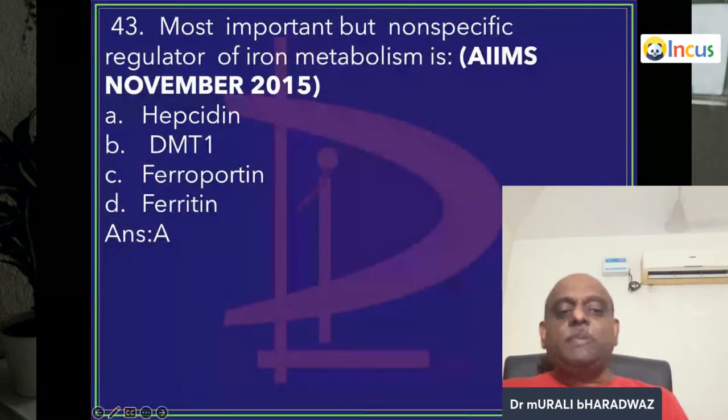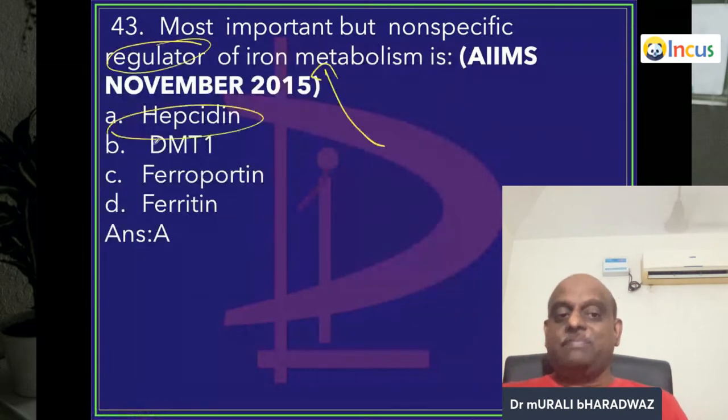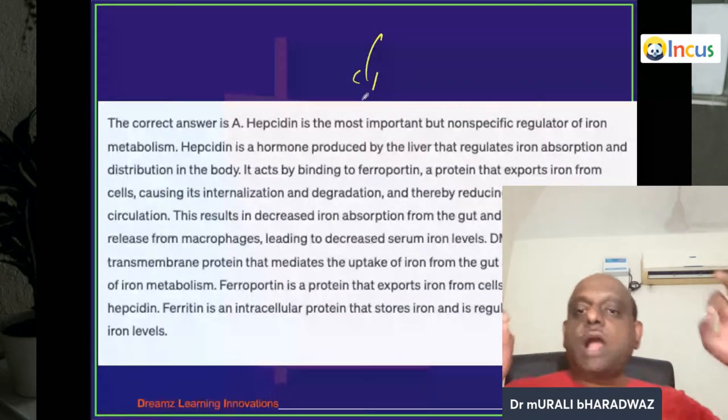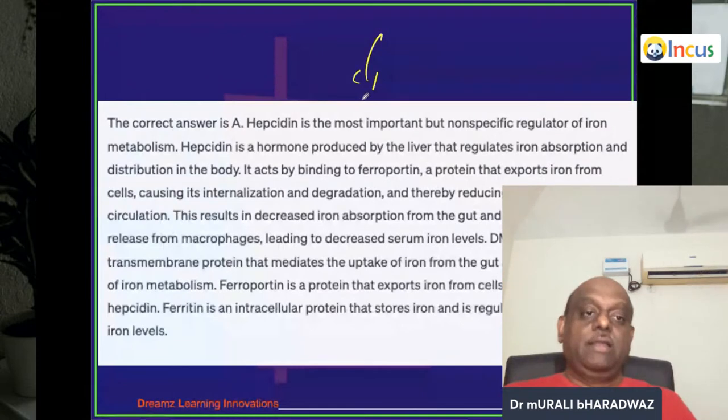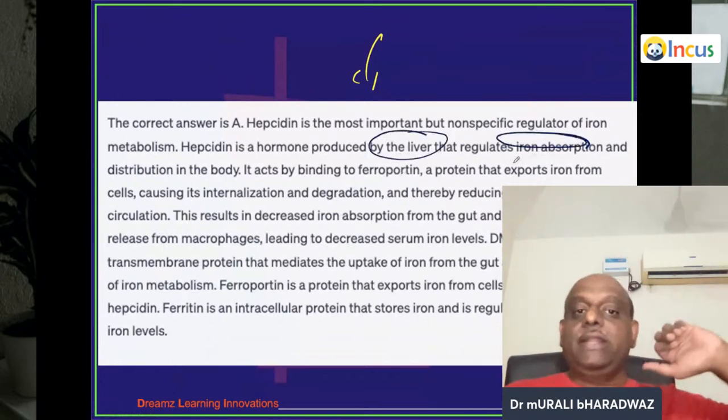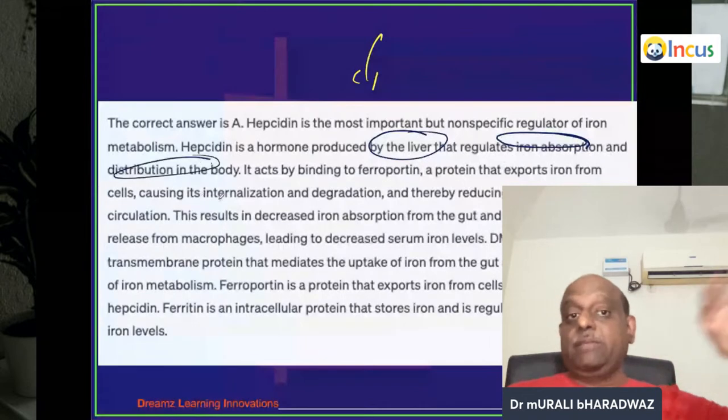What is a non-specific regulator of the iron metabolism, doctor? Hepcidin. Hepcidin is the most important non-specific regulator of iron metabolism. So what does hepcidin do? It is produced by liver. It regulates iron absorption and distribution of iron in the body.